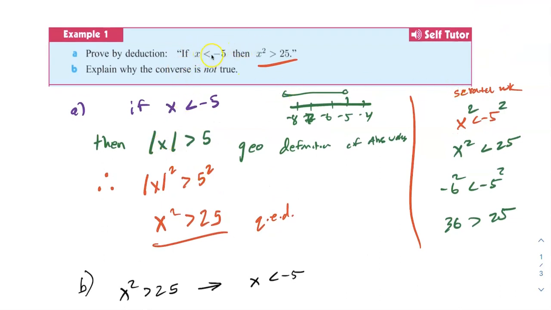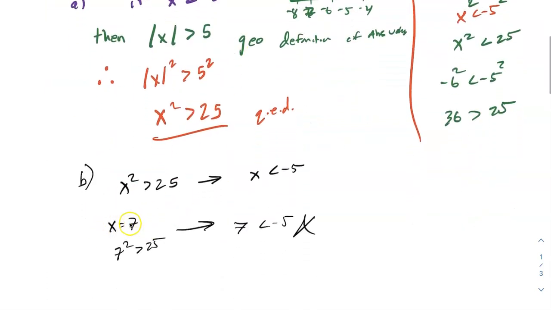So over here we said, what if x is less than -5? And I said -6. -6 is less than -5, and when I squared it, that did work. When we try to do the converse, you pick any number whose square is greater than 25, it didn't work. So that's why this one's false.